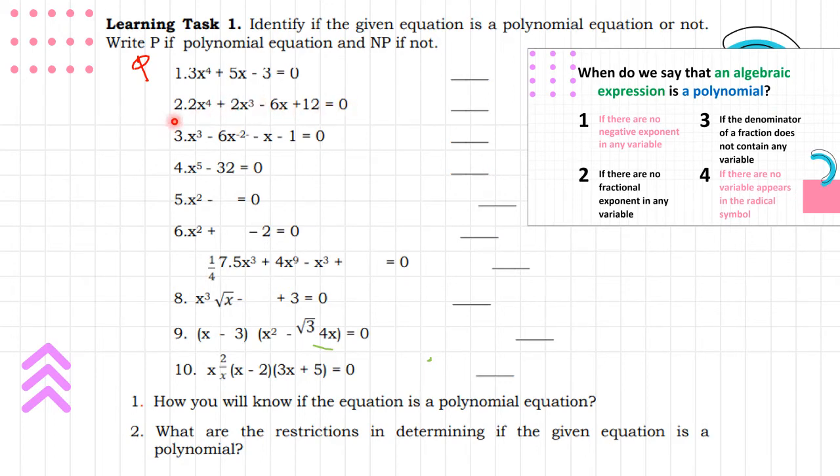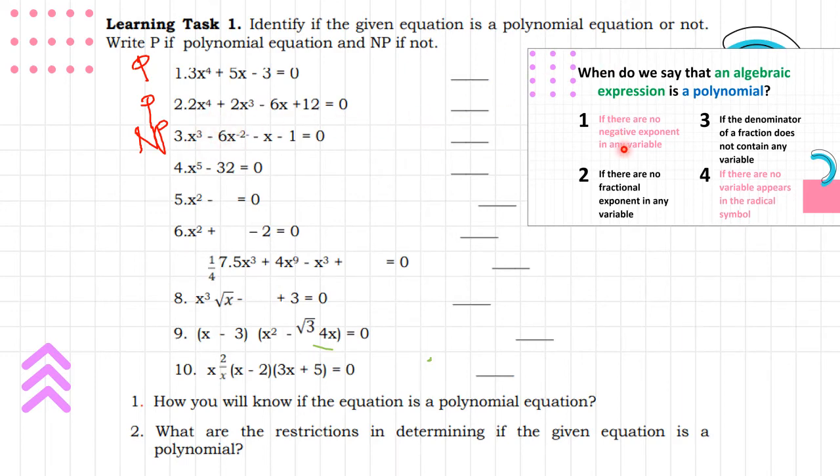Ganun din naman, maayos naman yung pagkakasulat, then therefore, this is a polynomial. So, wala naman tayong negative exponent, wala tayong fraction na may denominator na may variable sa baba, wala din tayong square root. So, for number 3, we have x cubed minus 6x raised to negative 2 minus x minus 1 is equal to 0. This time, this is not a polynomial. Bakit? That is not a polynomial.